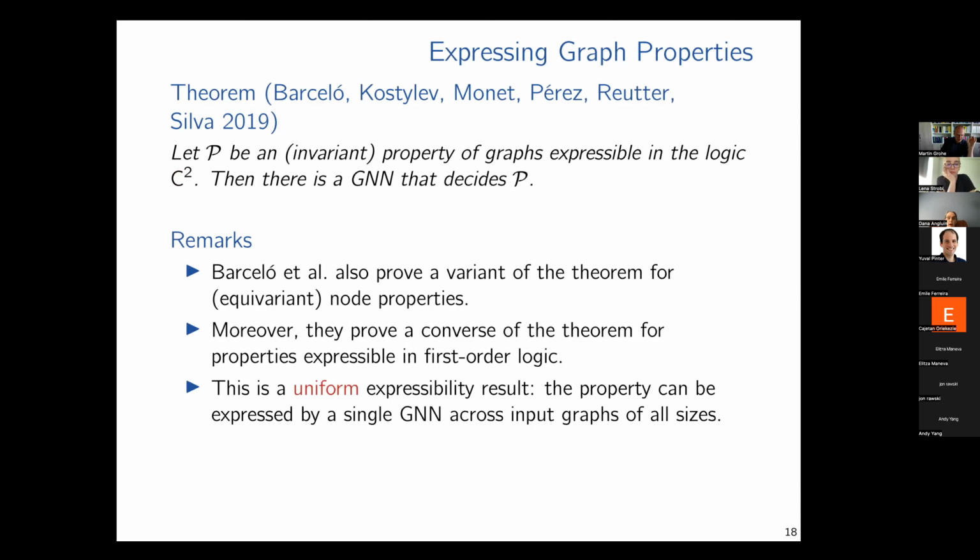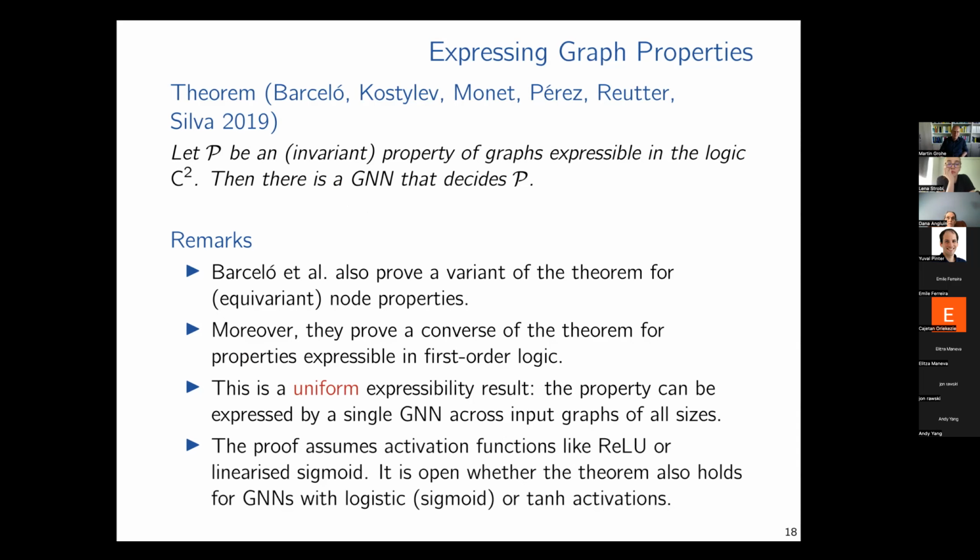What is nice about this result, compared to the previous result: the distinguishing result says that if you have two graphs, you can construct a graph neural network that distinguishes them. And this graph neural network will depend on the two graphs you start from, or at least on their size. There's no way around this. So basically, for every size, we have a separate graph neural network. Here we have a uniform result. We have one graph neural network that expresses the property across all input graph sizes. That's something to keep in mind.